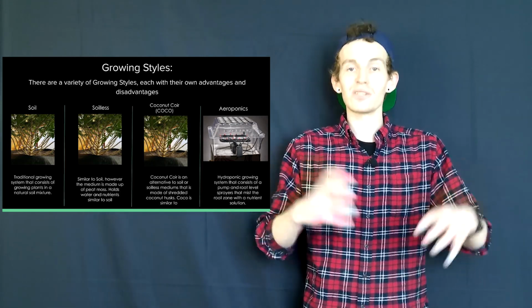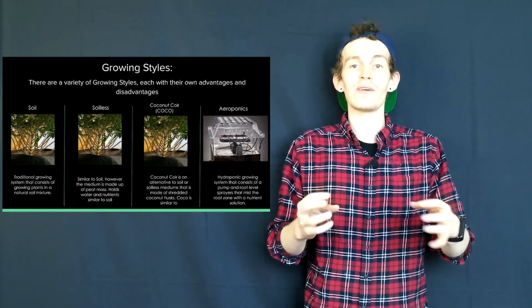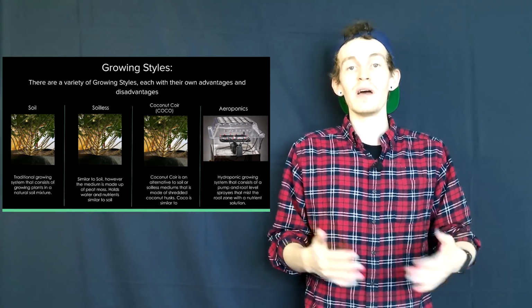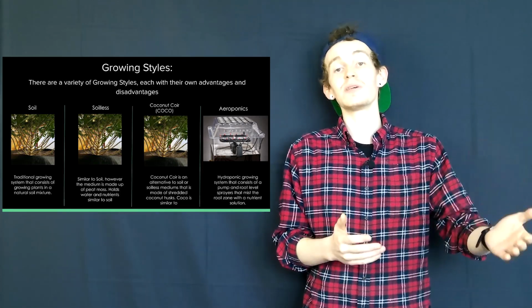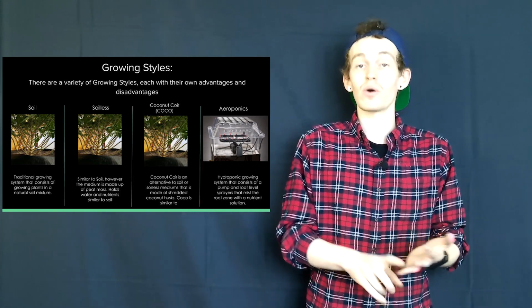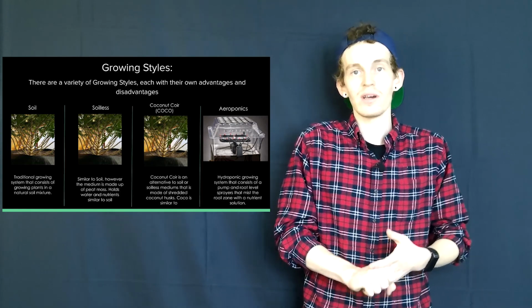Because coconut coir latches on to calcium and magnesium in a different way than other mediums do, you'll find that you'll need to supplement additional calcium and magnesium in any kind of coconut coir-based grow than you would your traditional hydroponic or soil grows, or even your sphagnum peat moss soilless.